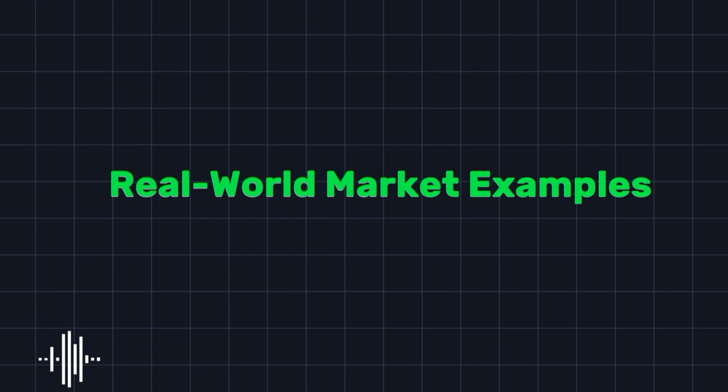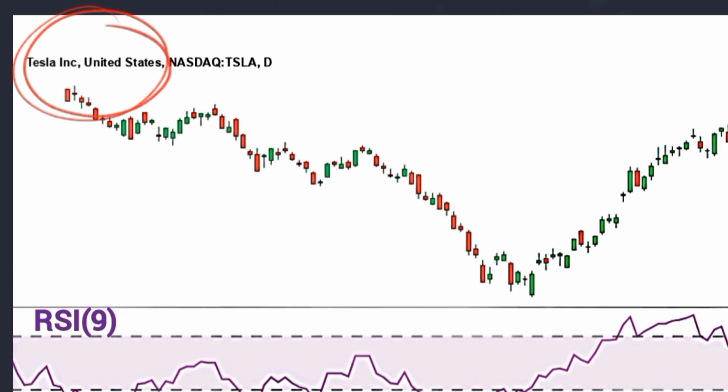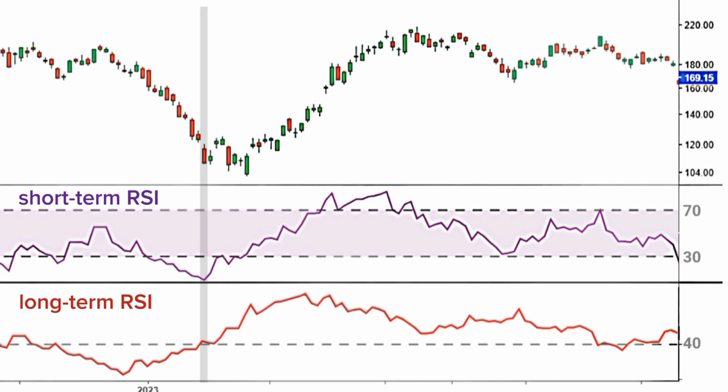Real-world market examples. This is an example from the New York Stock Exchange, specifically Tesla stock. As you can see, we've placed two RSIs on the chart, one with a short-term period of 9 and the other with a long-term period of 21. In the area after the gray line, we can see that the long-term RSI is above 40, indicating an uptrend. Therefore, we are looking for a buy signal from the short-term RSI. When the 9-period RSI breaks above the 30 level and exits the oversold zone, a buy signal is generated. Following this, we can observe that the stock price has experienced an upward movement.